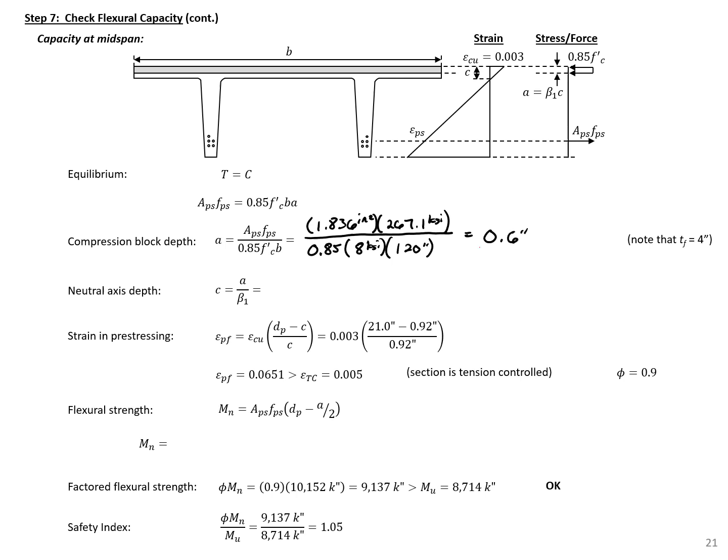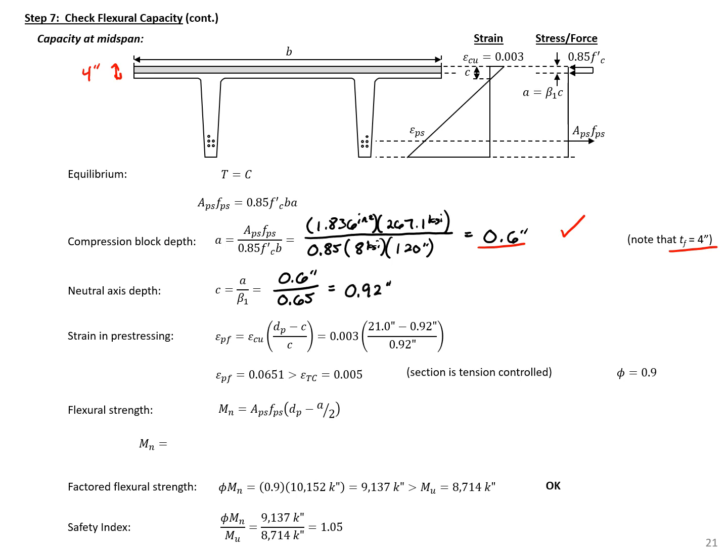We can compare this to the thickness of our top flange. So the thickness of our top flange is equal to 4 inches. So our compression block remains in the top flange, which means we can move forward with these calculations. So our neutral axis depth then we can find by just taking a, 0.6, divided by beta 1, 0.65. So we'll get a c equal to 0.92 inches.